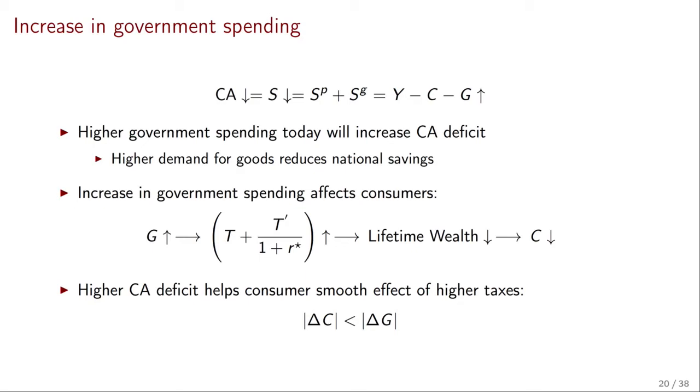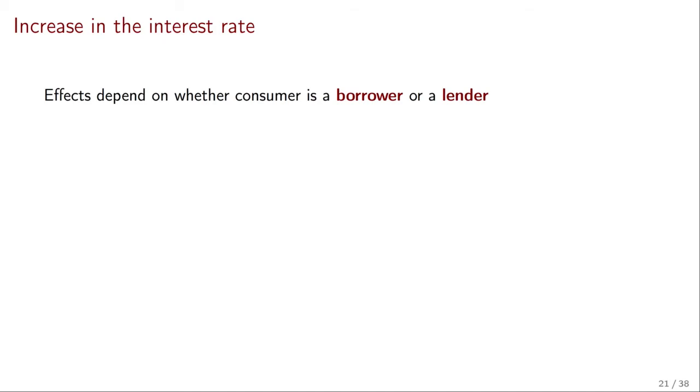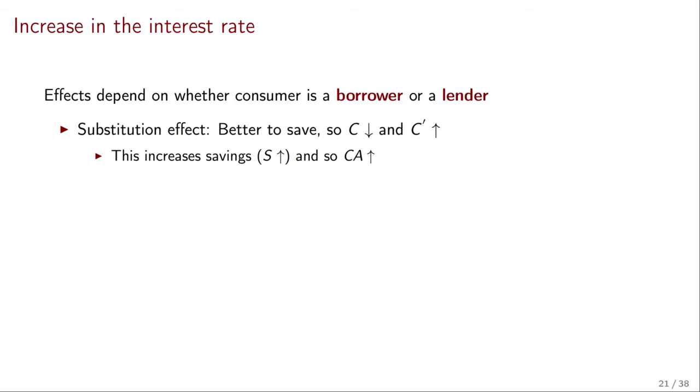Okay, the final shock, the final exercise we're going to do is an increase in the interest rate. Turns out that the effects of this increase are going to depend on whether the consumer is a borrower or a lender. To see this, we have to go back and think about substitution and income effects. The substitution effect here is straightforward. It is better to save when the interest rate is higher. So we know that consumption today is going to tend to go down and consumption tomorrow is going to tend to go up. This force alone is increasing savings, and so it's forcing the current account to go up.